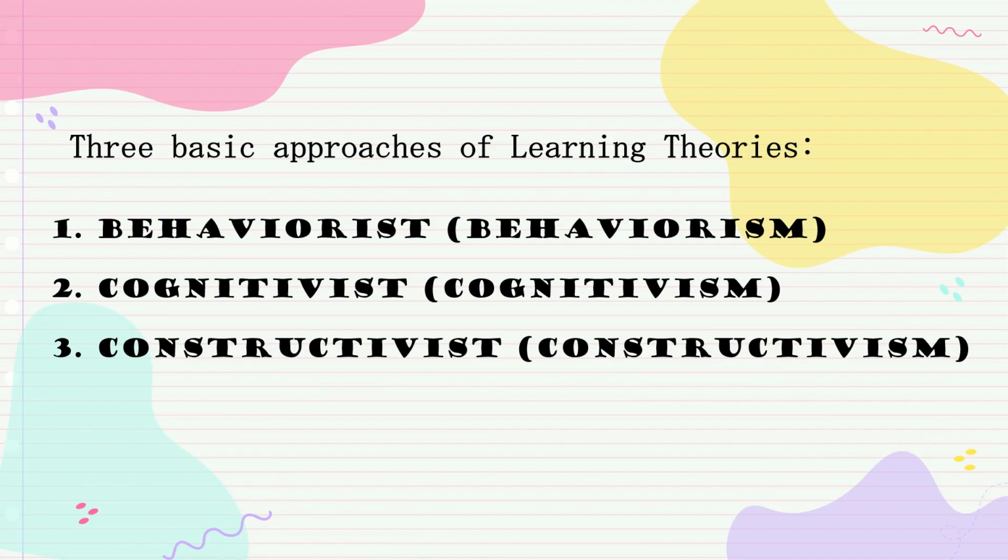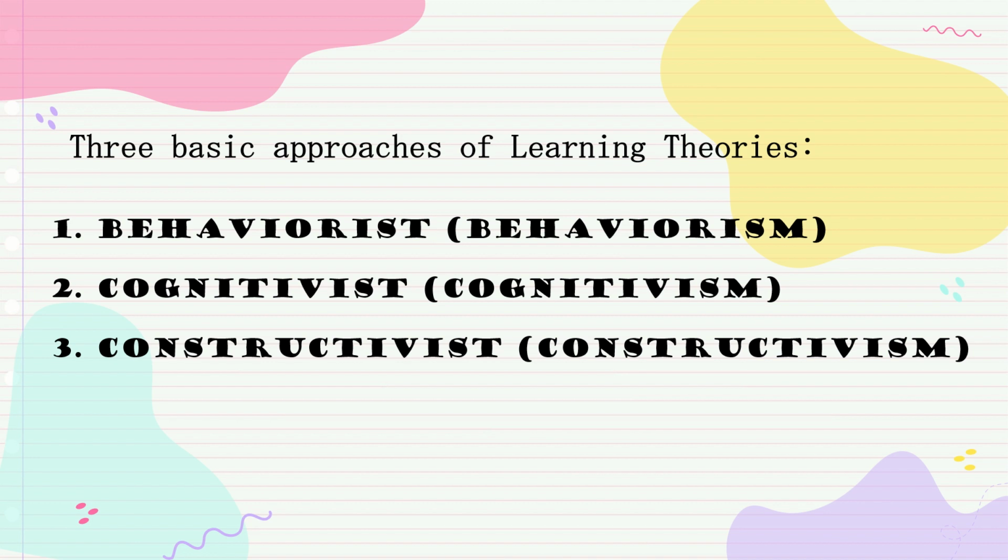So there are three basic approaches of learning theories. First is behaviorist, second is cognitivist, third is constructivist. Later on, I will discuss each of these basic approaches of learning theories. And we will also get to know some theories.